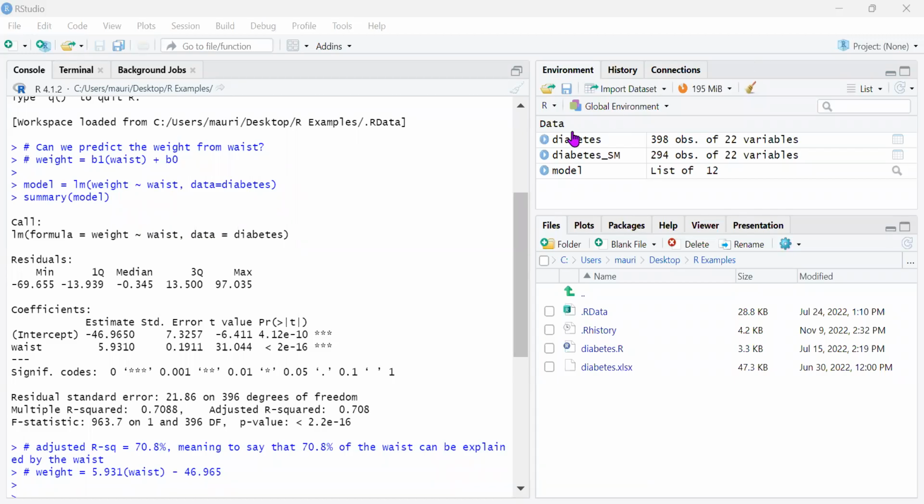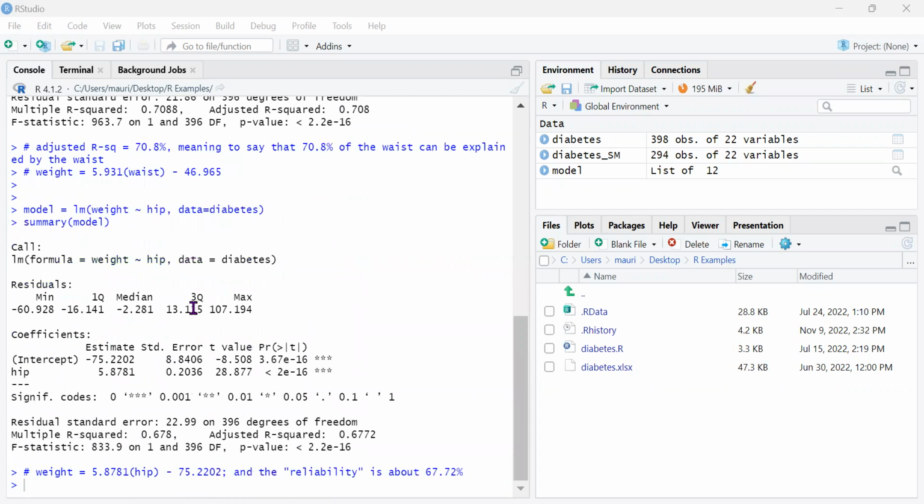Okay, for the next installment, we are going to look at multiple linear regression. Remember the last topic, we looked at simple linear regression. For example, can we predict the weight from the waist? Or can we predict the weight from the hip? Let me just show it.